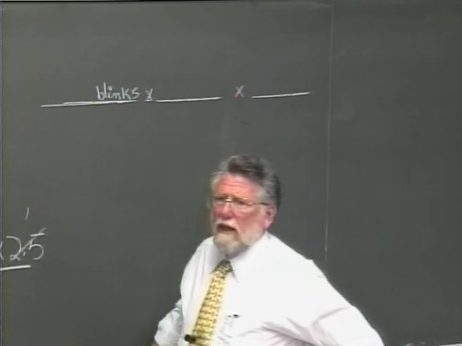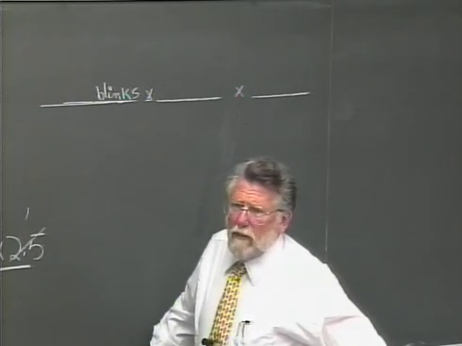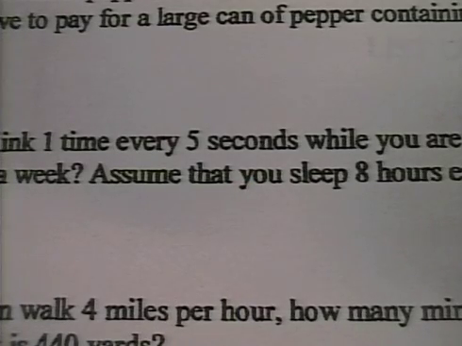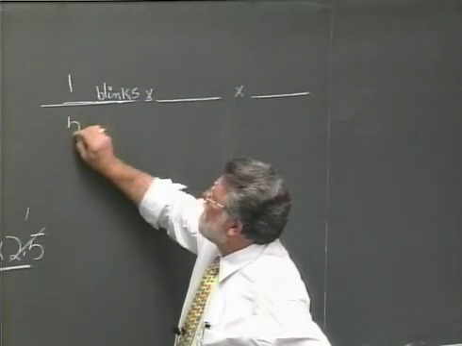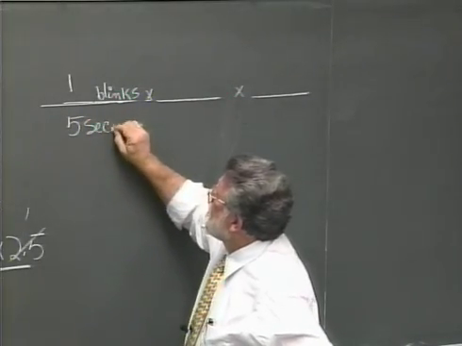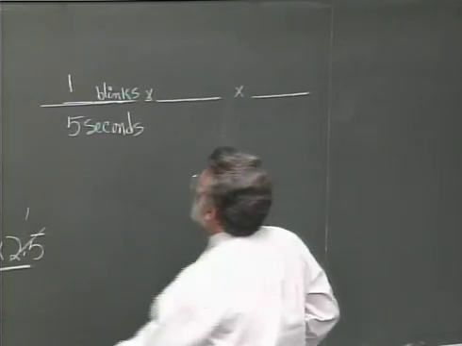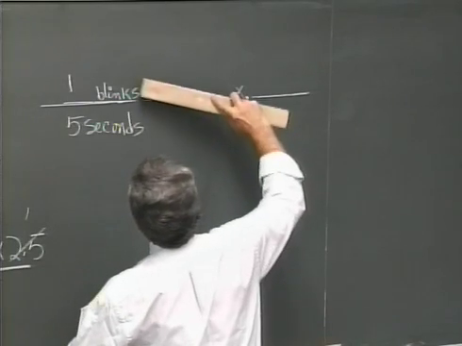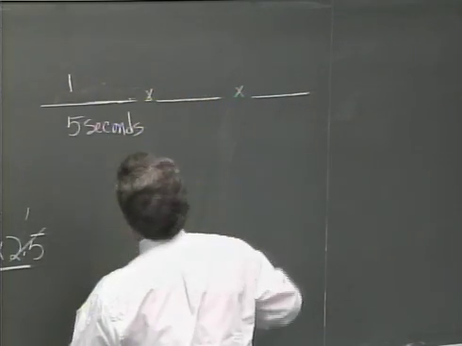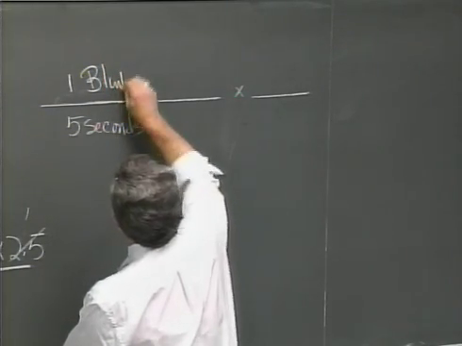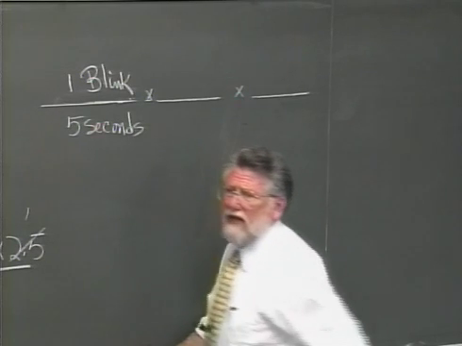How many blinks? So the question, what do we have in the problem in the document cam to guide us? Now that one time every 5 seconds says what? One blink in 5 seconds. There's your start. I don't like the way the blinks are looking there, so let's see if I can get that a little bit larger. So a big blink. One blink per 5 seconds.